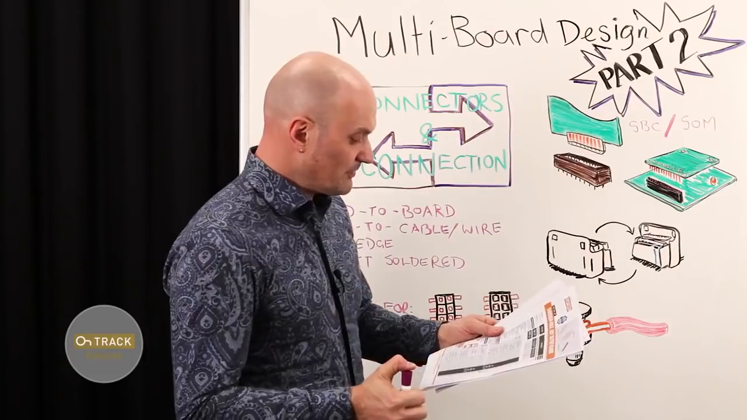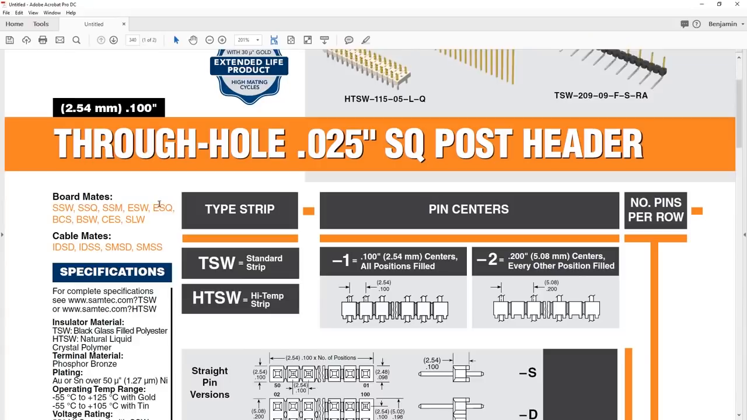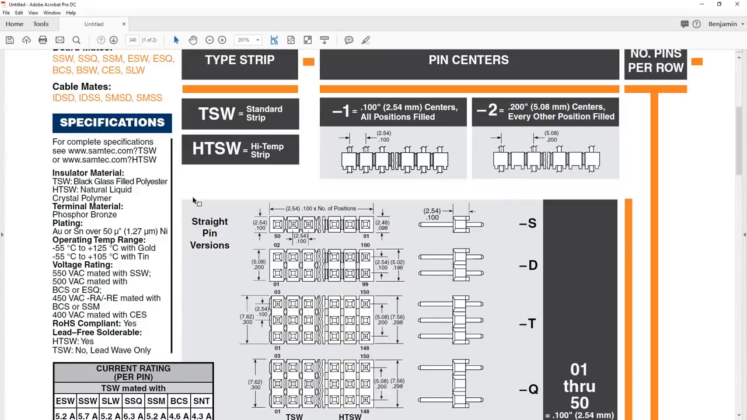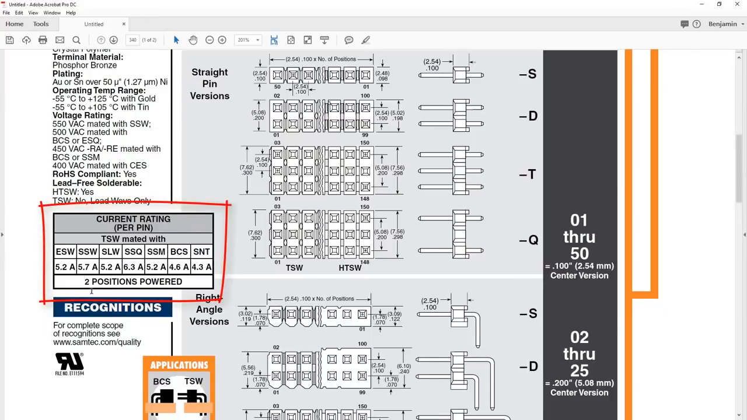So if we look at this particular data sheet, this is a really good one because it gives us a whole list of specifications down the side, and in a very clear box inset, it shows the current rating per pin. Now the example I'm giving you here is for a TSW series product. That's the Samtec part number prefix for this one. But you'll note that the current handling is given as 2 positions powered, so it's a power and a ground return. But it's different depending on the mating connector.